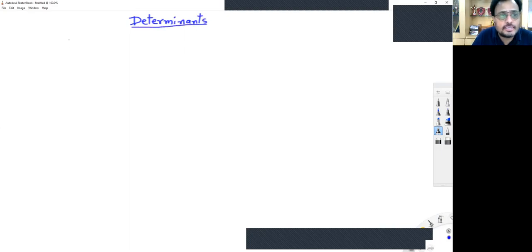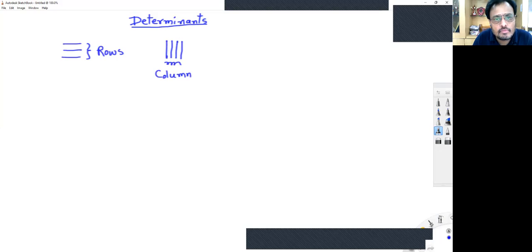Before starting determinants, we must have some basic idea about matrices once again. I will revise some small basic definitions of matrices, which are most helpful for us to deal with determinants. As you are aware, the horizontal lines stand for rows, and the vertical lines are called columns.